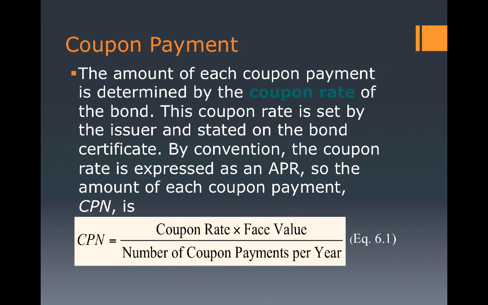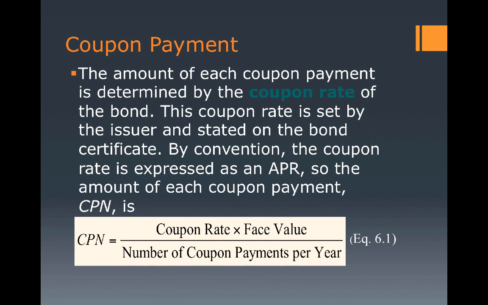It's the coupon rate times the face value of the bond. Remember, we said that most of the face values of the bond were $1,000, unless you're told otherwise, divided by the number of coupon payments per year. Usually that is 2 payments per year, so the bond pays coupons semi-annually, but sometimes it can be 1 payment per year.